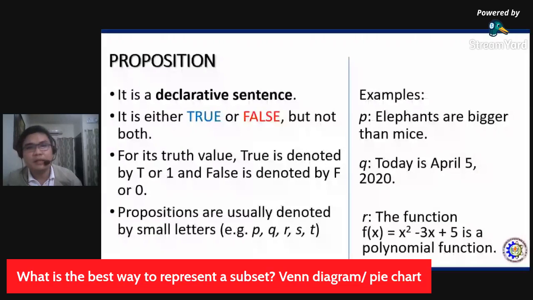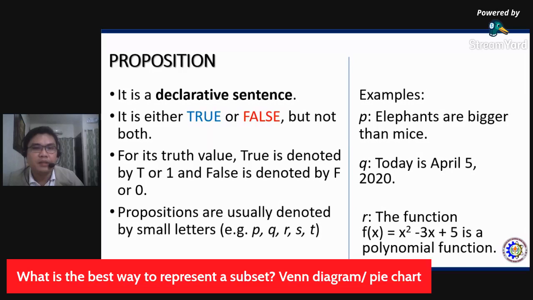The next example, proposition Q: "Today is April 5, 2020." Is it a declarative sentence? Yes, it is. What about the truth value of it? Is it true or false? It is false, but still, despite being a false sentence, it is a proposition because it is a declarative sentence and it has a truth value, which in this case is false. So a proposition can be false. It doesn't have to be true all the time.